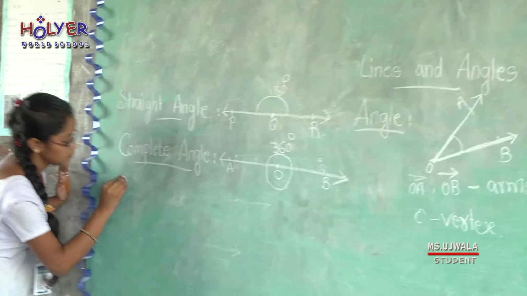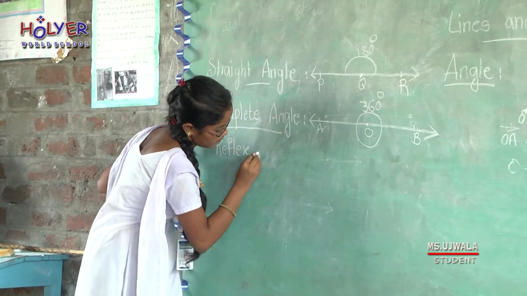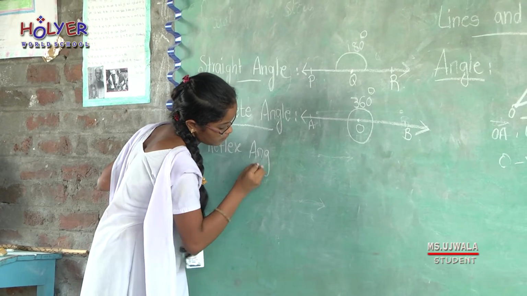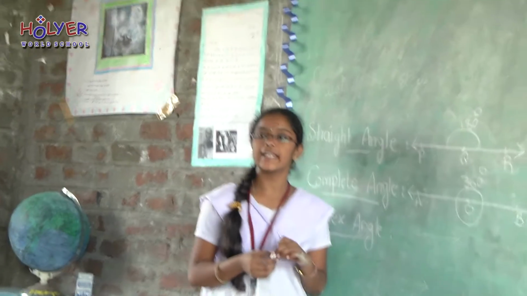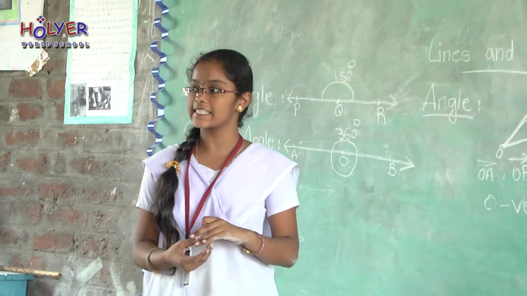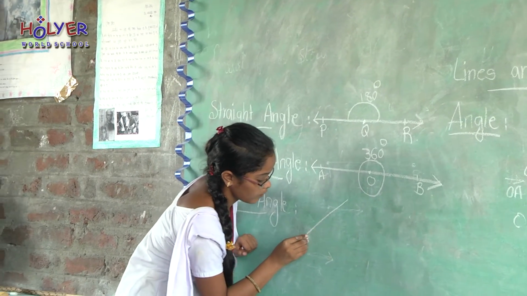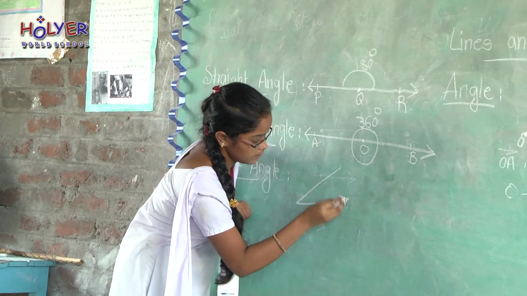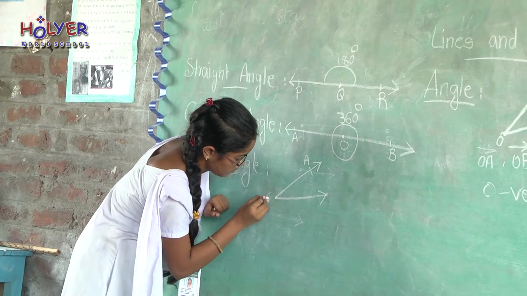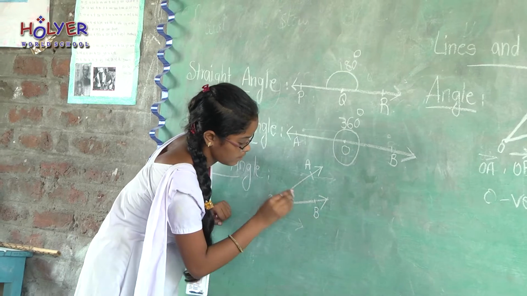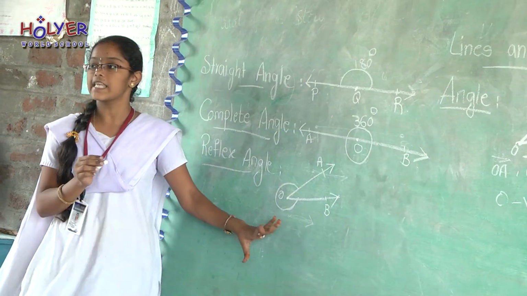Next, reflex angle. The angle with greater than 180 degrees and less than 360 degrees is known as a reflex angle. This is the reflex angle.